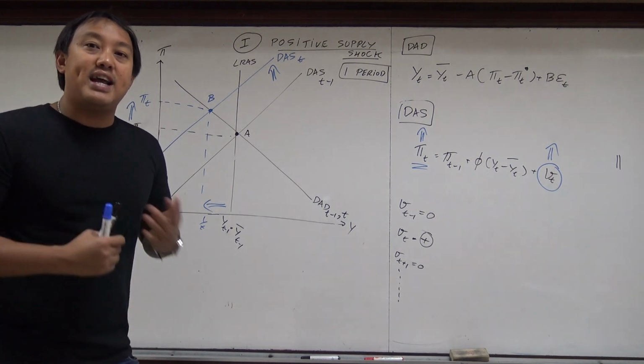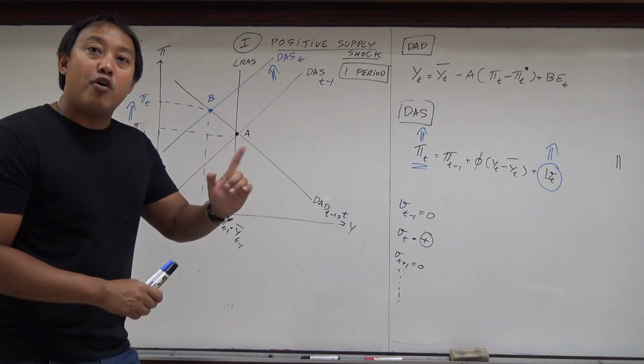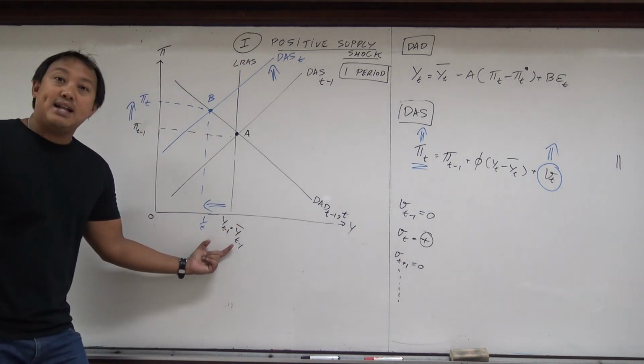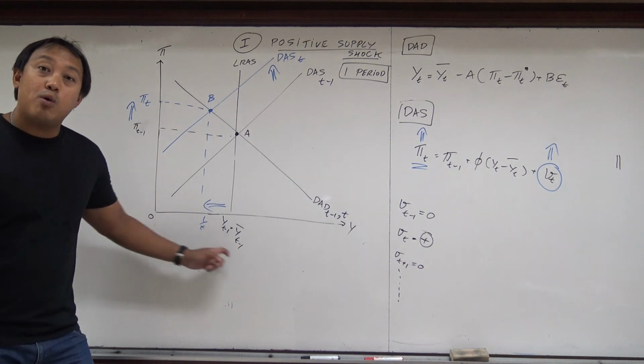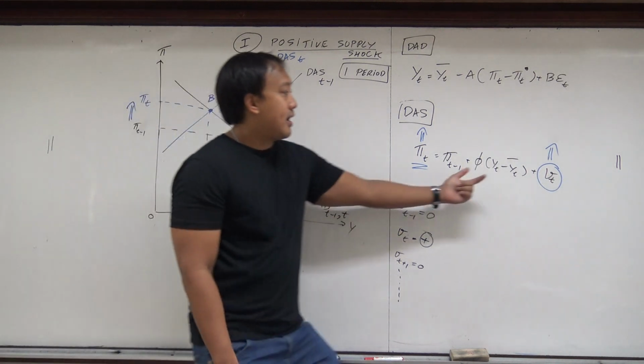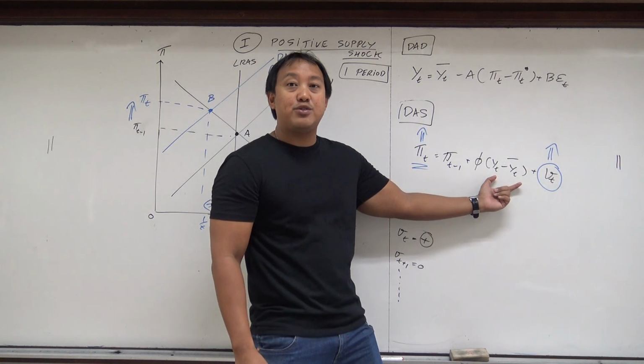Time t plus 1, the next period, how is it going to be? Focus on this one. At time t, the economy slows down. Y t is less than Y bar. Come back to this equation.